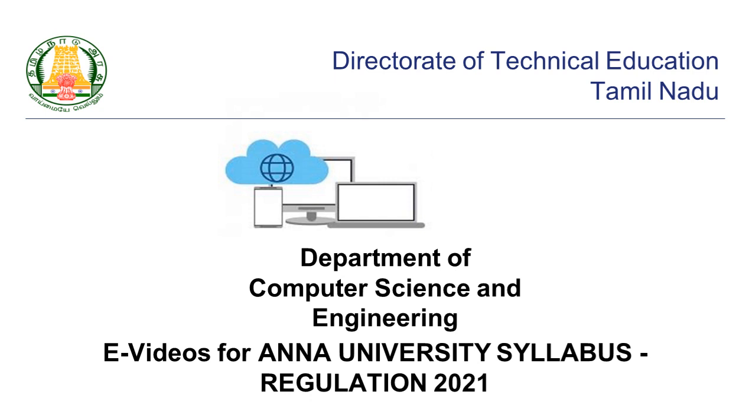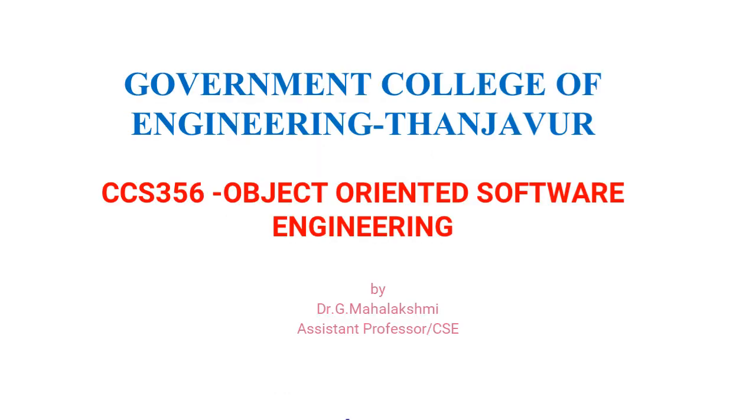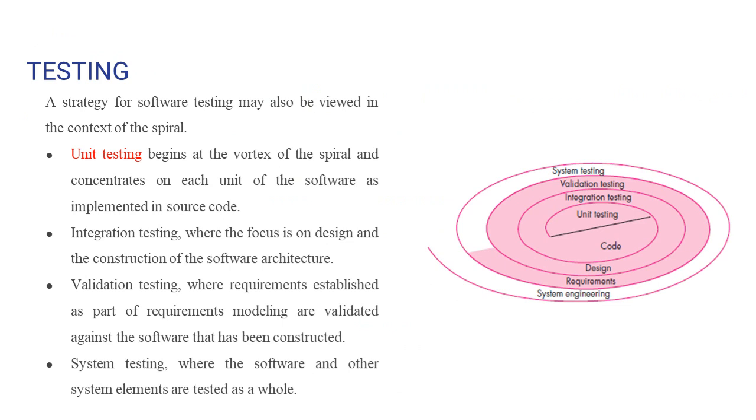Hi students, in this video we are going to see about integration testing. A strategy for software testing may also be viewed in the context of the spiral. Unit testing begins at the vertex of the spiral and concentrates on each unit of the software as implemented in source code. Testing proceeds by moving outward along the spiral to integration testing, where the focus is on design and the construction of the software architecture.